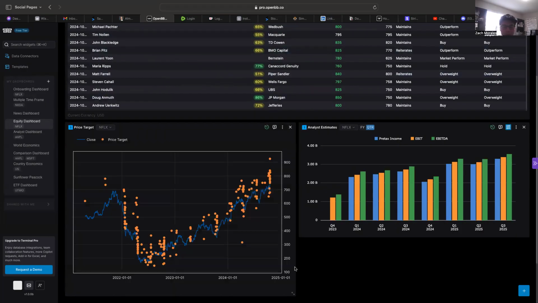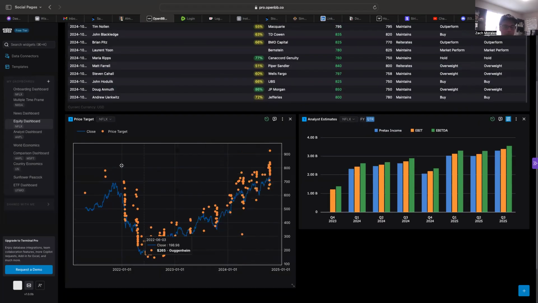Now, if we come back over here, one thing that I like looking at with the price targets, and we can do this if we zoom in a little bit more, the orange dots are the price targets. These just simply follow price most of the time, okay? The blue line is going to be price itself. And so where I'm getting at with that is we see the highest price target up here, 925, Pivotal Research. We're most likely not going to be hitting that anytime soon.